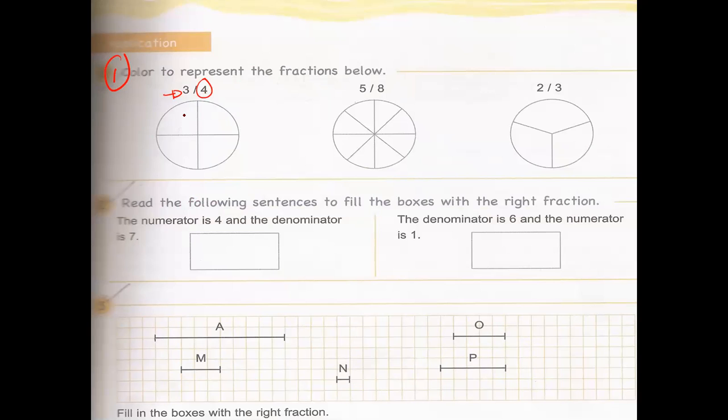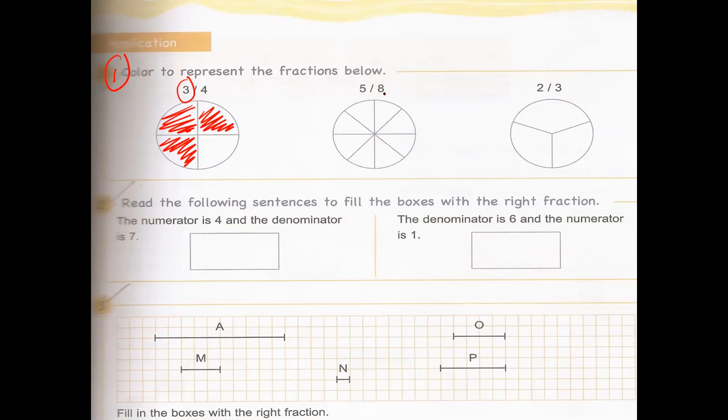You will color on your math book just with pencil. You are not allowed to use colors. So when I say color, I mean in pencil. So look at the numerator and check how many parts we will color. The numerator is 3, so I will color 3. 1, 2, 3. Color any 3 parts.